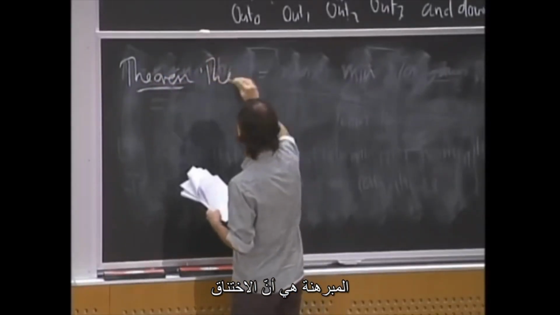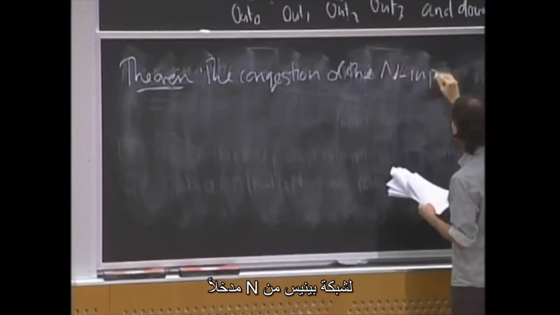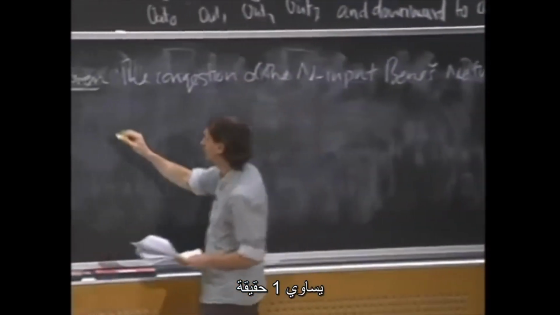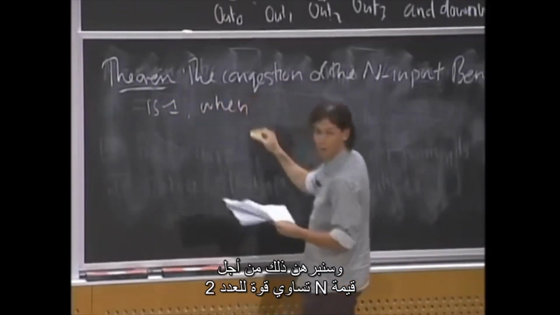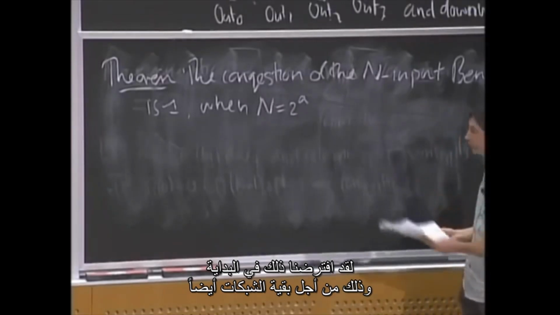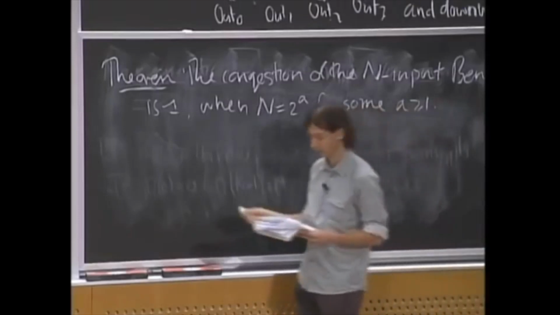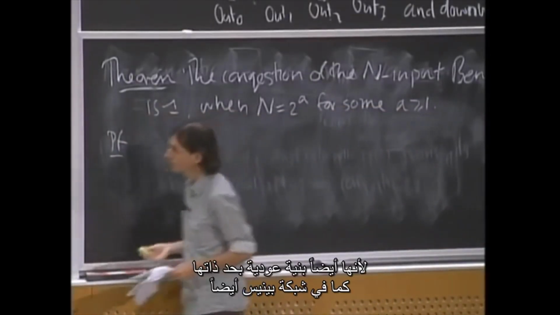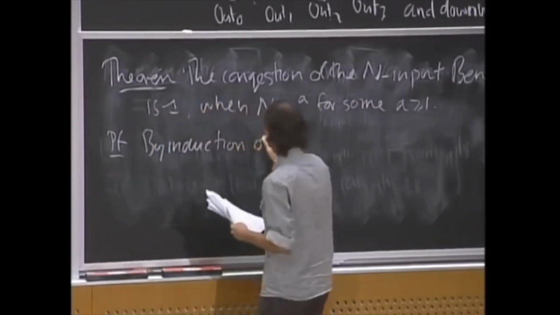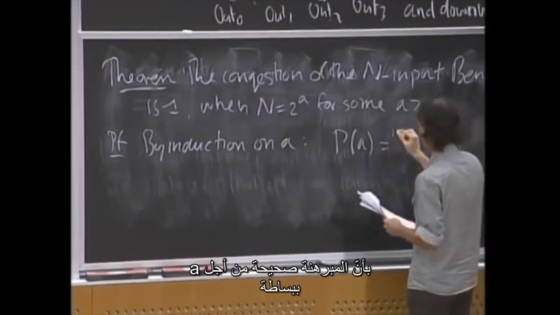So the theorem is that the congestion of the n-input Benes network is actually equal to 1. And we will prove this for n equal to a power of 2. We have assumed that at the start with all the other networks as well. And in this case, we will use induction on a. So that's the method that we will do, because that's also the recursive structure of the Benes network itself. So we will use induction on a, and we're going to define the induction hypothesis simply as the theorem is true for a.